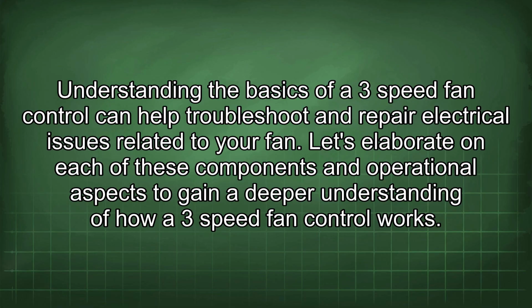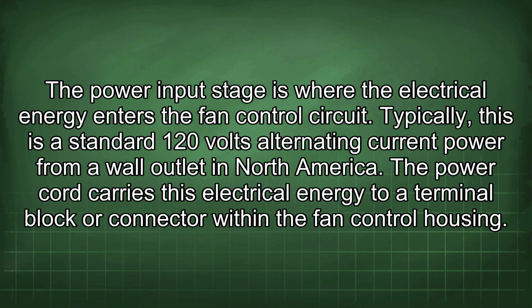Let's elaborate on each of these components and operational aspects to gain a deeper understanding of how a 3-speed fan control works. The power input stage is where the electrical energy enters the fan control circuit. Typically, this is a standard 120 volts alternating current power from a wall outlet in North America. The power cord carries this electrical energy to a terminal block or connector within the fan control housing.